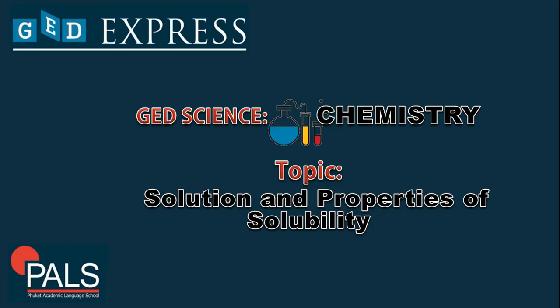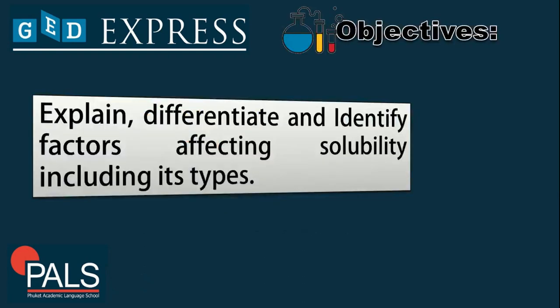Today's lesson focuses on GED science, specifically chemistry, and this would be part 6 of my discussion for the same subject. Our topic for today is all about solutions and properties of solubility. At the end of the discussion, every one of you is expected to explain, differentiate, and identify factors affecting solubility, including its types.